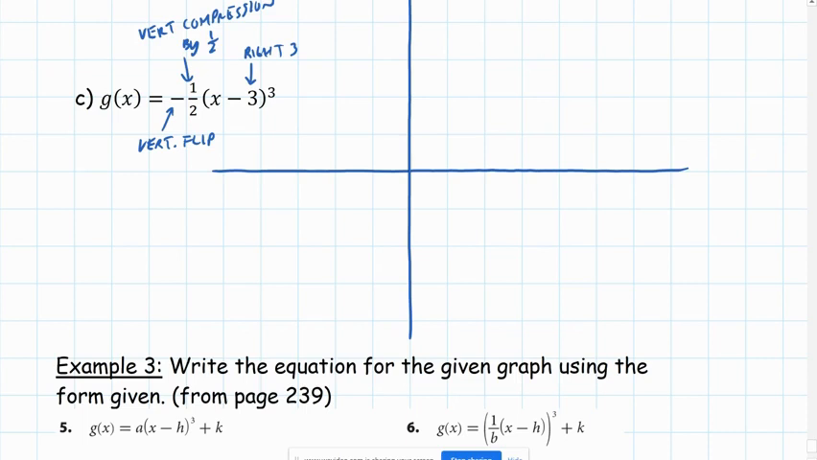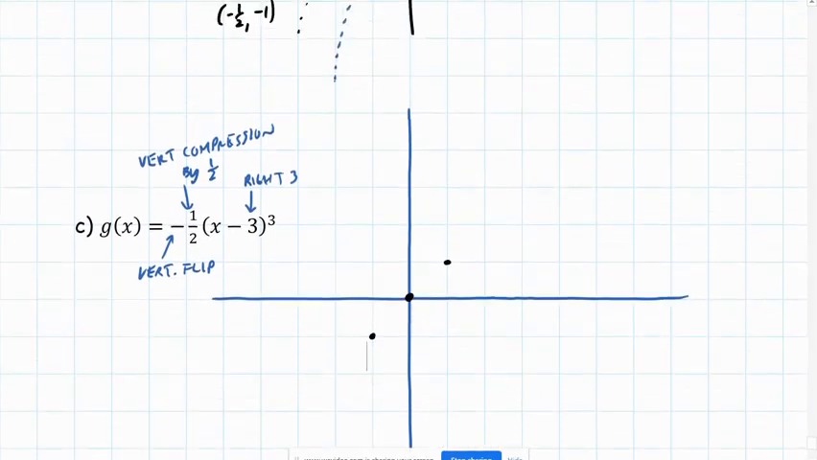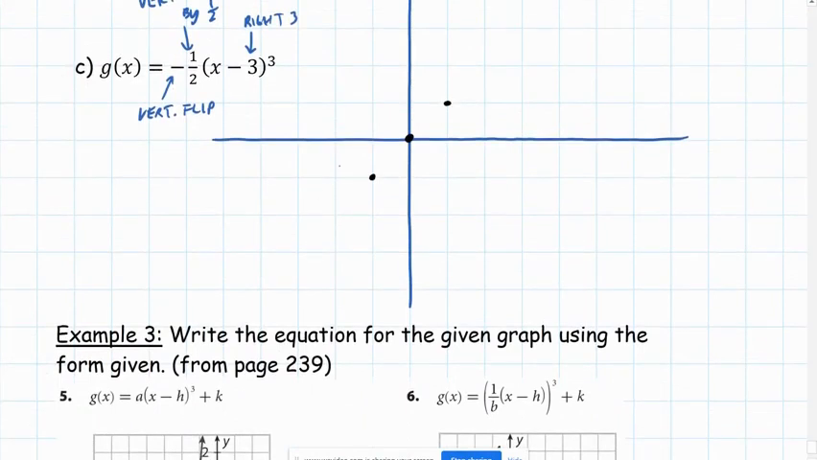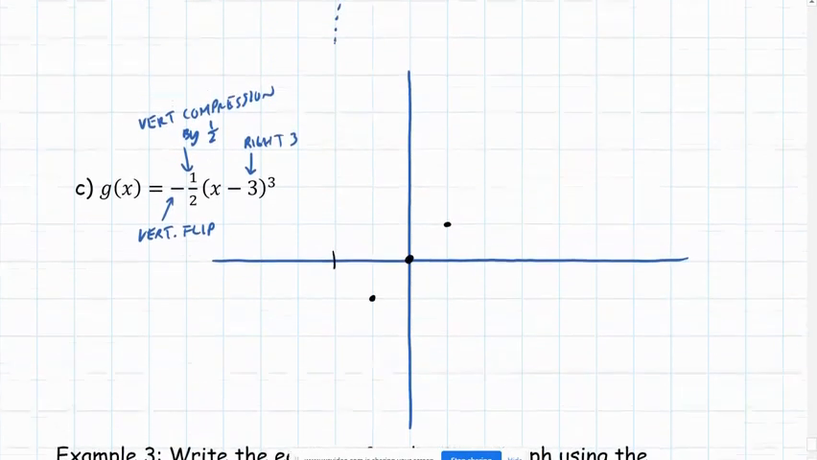And so our parent graph would have (0, 0), (1, 1), (-1, -1). It would also have (2, 8). I'm going to include this one this time because we're going to multiply by 1/2, which is going to kind of bring it back into our grid. 1, 2, 3, 4, 5, 6, 7, 8. So there's (2, 8), and (-2, -8) would be down below here.